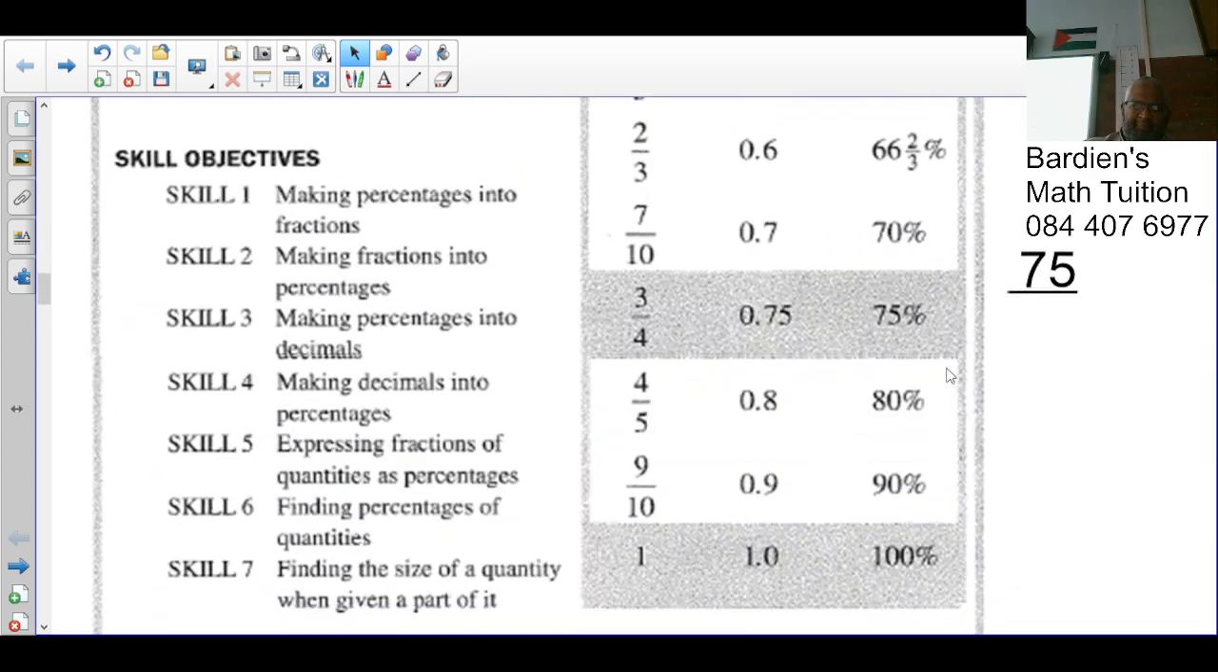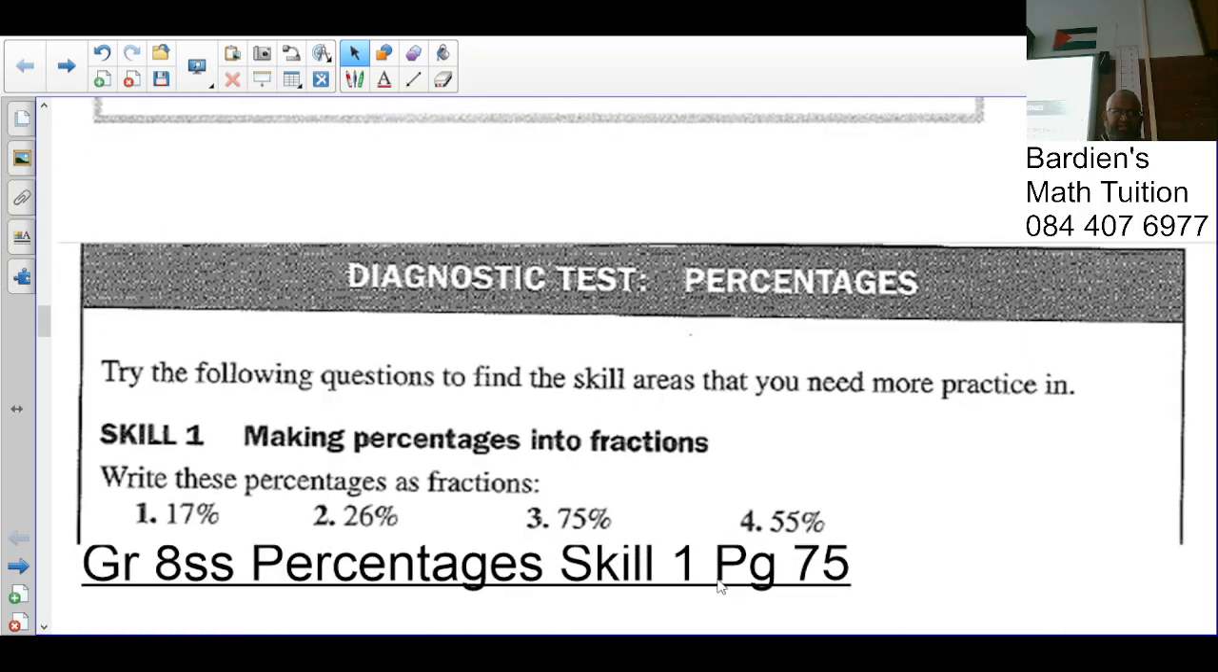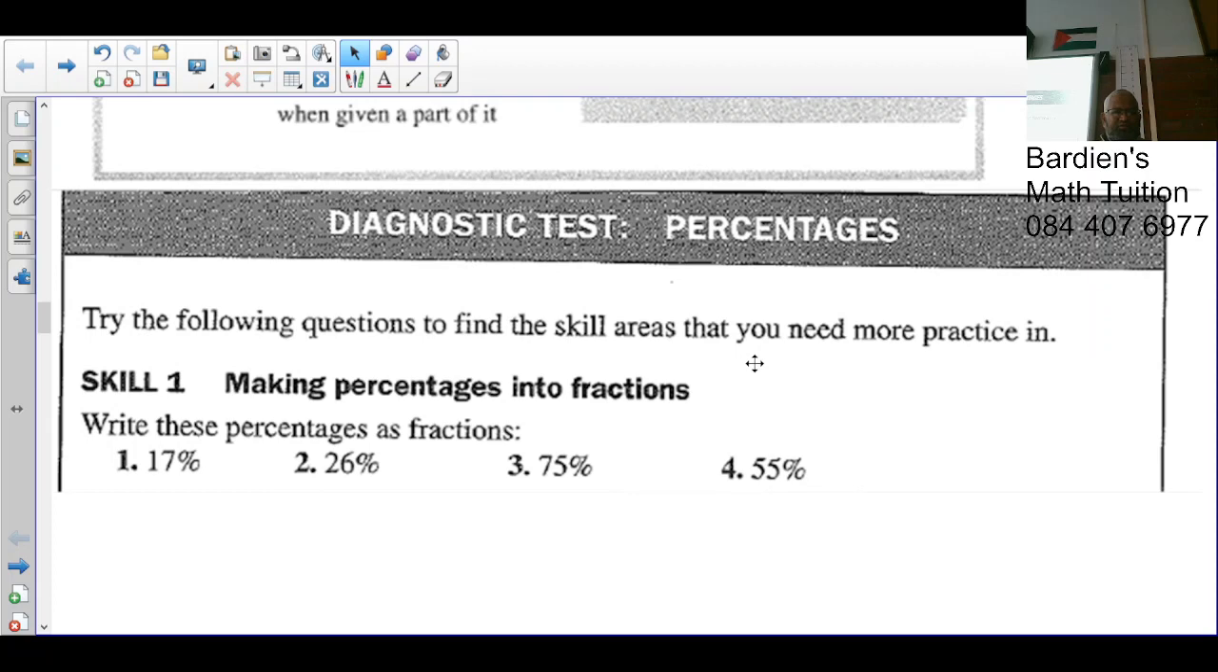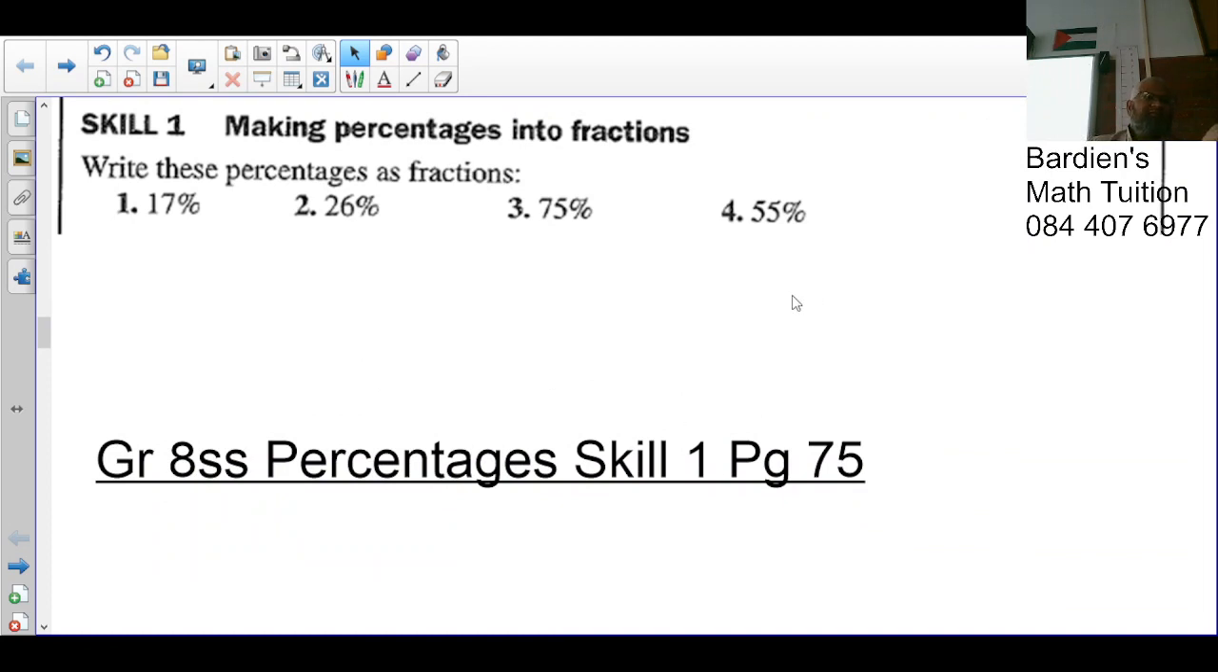So in this chapter we will be looking at skill 1, making percentages into fractions, making fractions into percentages, making percentages into decimals, making decimals into percentages, expressing fractions of quantities as percentages, finding percentages of quantities, and finding the size of a quantity when given a part of it. So at this point we're going to look at skill 1. Skill 1 is on page 75. We have said try the following questions to find the skill area that you need more practice in. But we must not do all of it as revision.